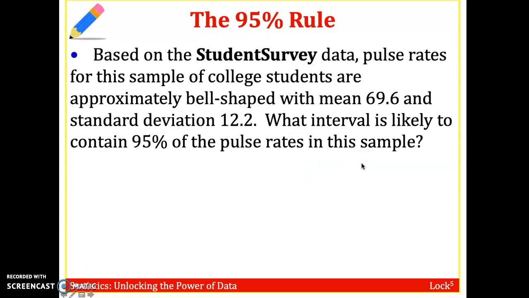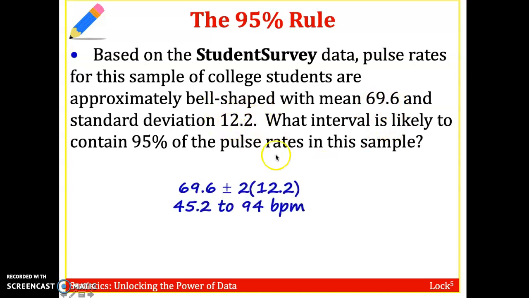All right, based on some student survey data, pulse rates for the sample of college students are approximately bell-shaped. We're going to assume a bell-shaped distribution with a mean of 69.9 and a standard deviation of 12.12. What interval is likely to contain 95% of all pulse rates in the sample? What we want to do is take this mean and add and subtract 2 times the standard deviation. So it's the mean plus or minus 2 times the standard deviation of 12.2.